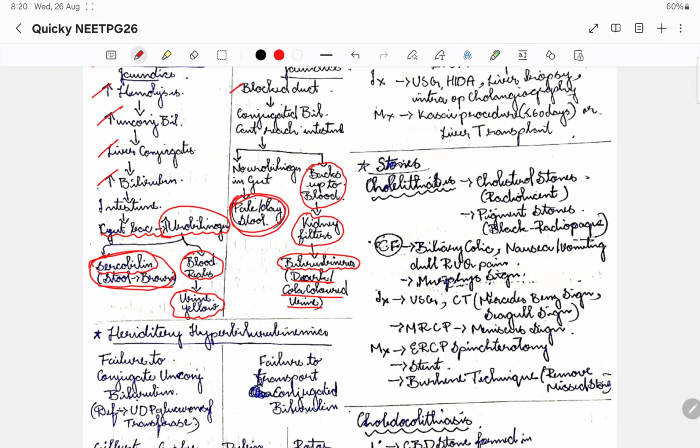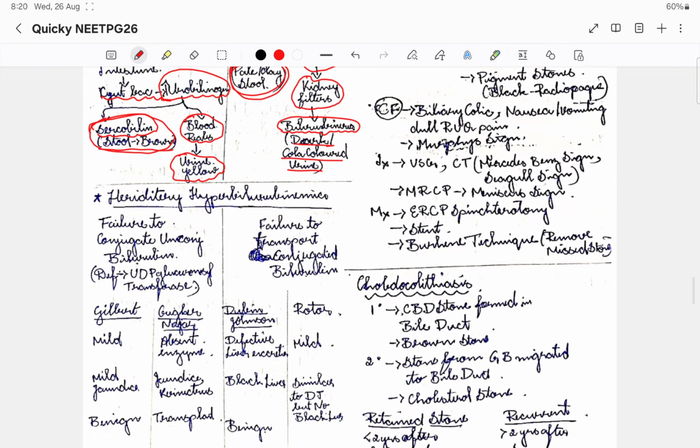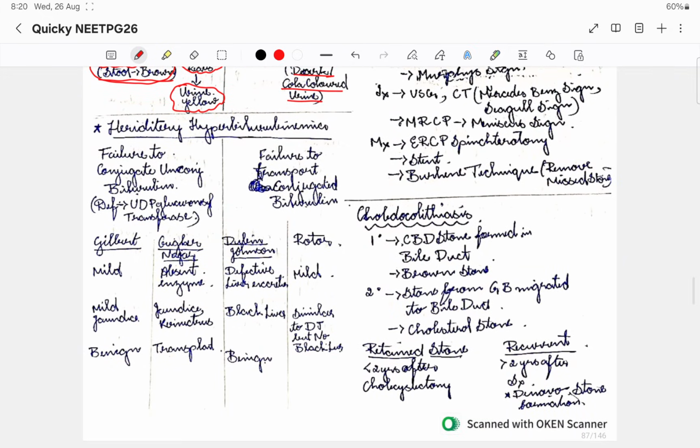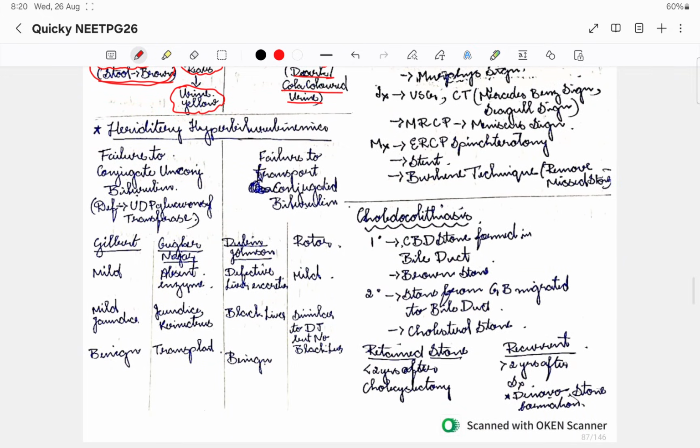So with respect to cases, they'll tell you the stool color and the urine color. So just by that, you can work out where the pathology must lie, and that is how we differentially diagnose. So coming to hereditary hyperbilirubinemia, this is very, very important. This is a previous year topic.